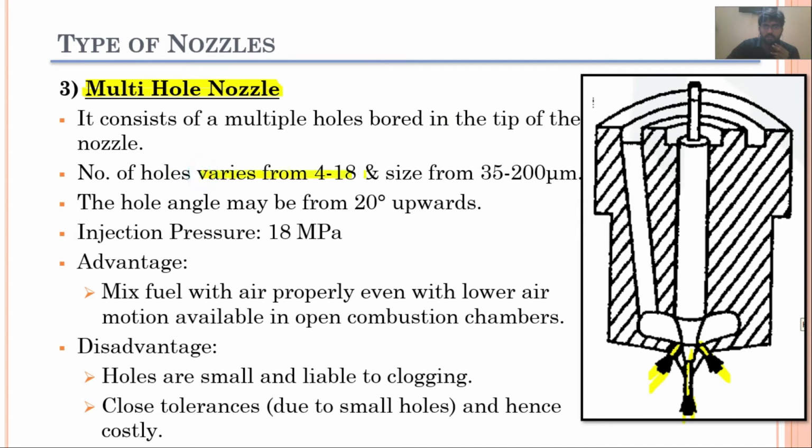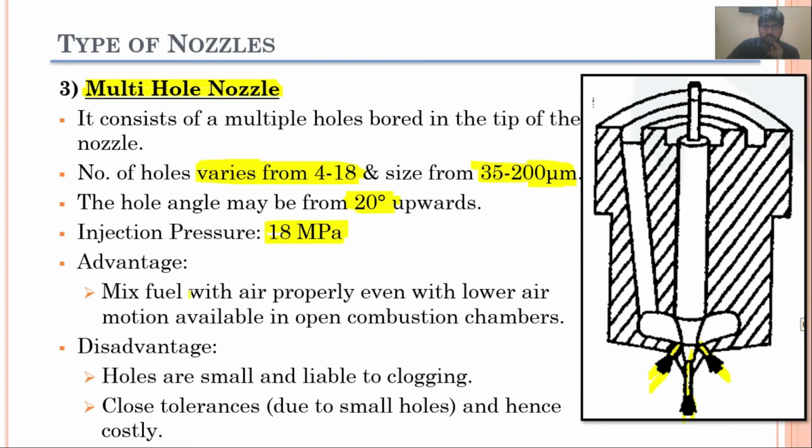The number of holes may vary from 4 to 18 depending upon the size of the engine, and their size can be around 35 to 200 micrometers. The hole angles are again very small, but since we have multiple holes, they would be covering the entire area of the combustion chamber. Here you can see that they can operate at higher injection pressures as well.